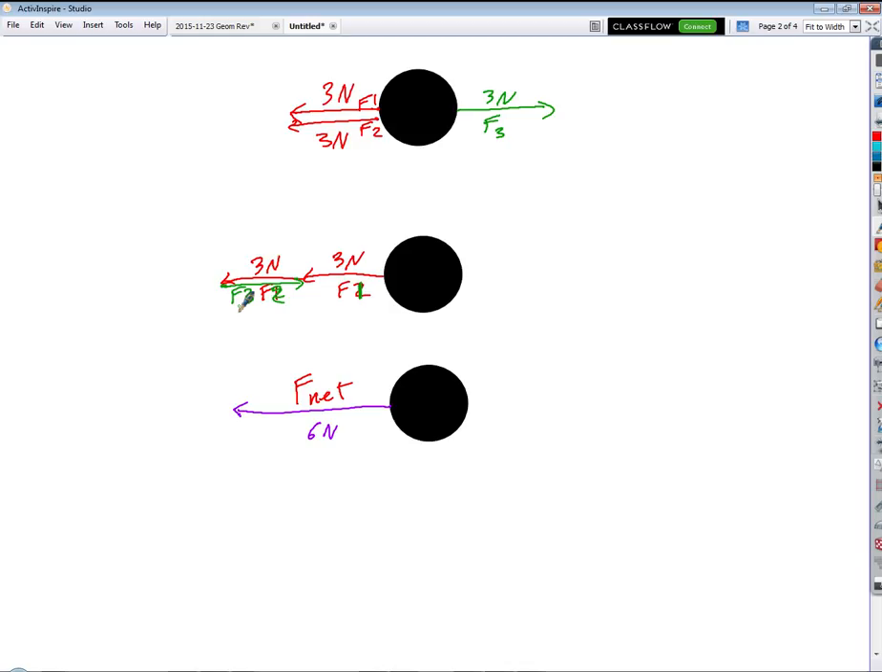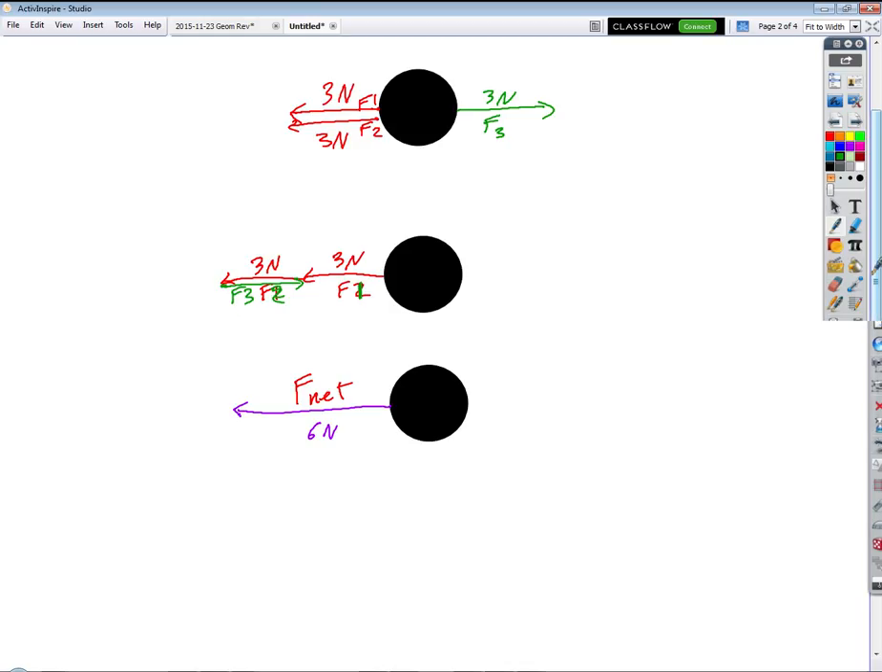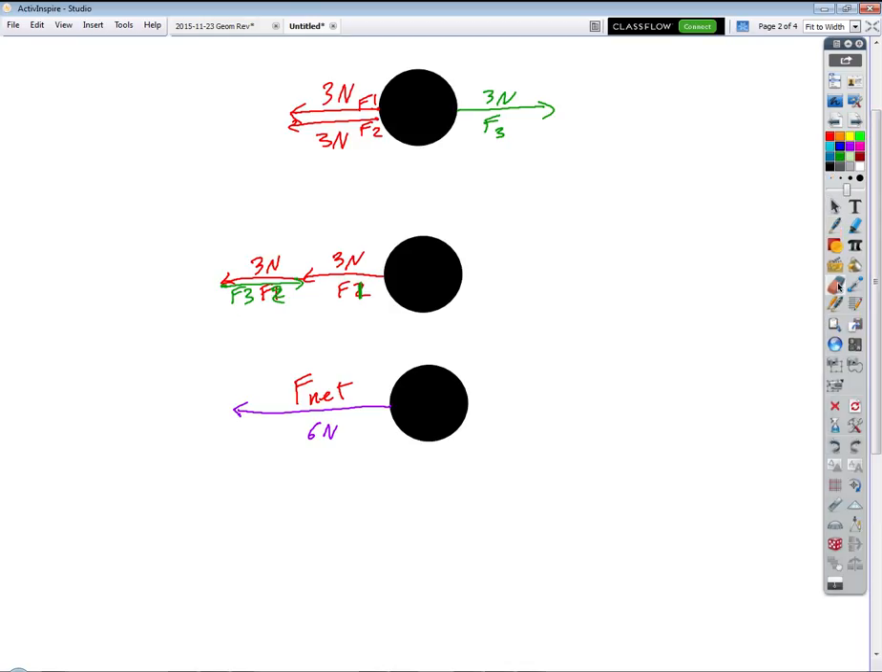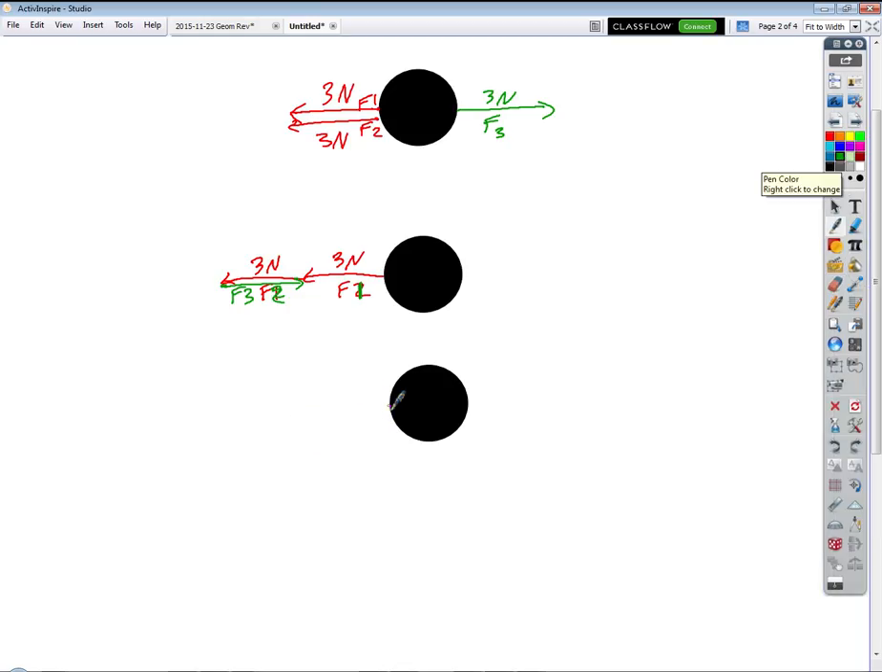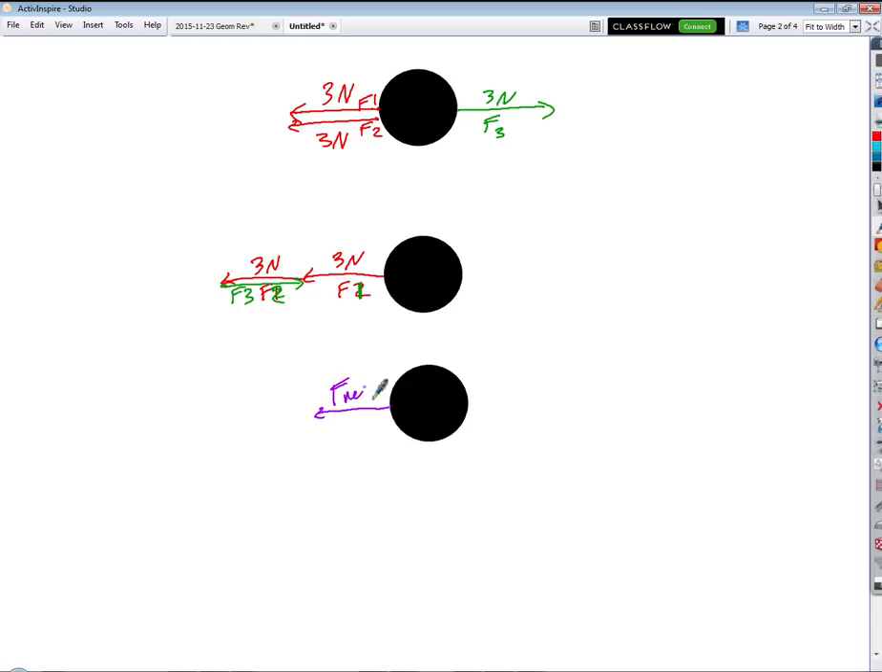So it goes positive 6, but it goes back 3. And so the net force would only be, see what I'm getting at here though? It's not anything super profound. But now we just end up with net force is only 3 newtons.